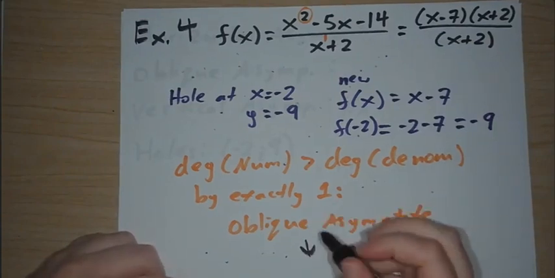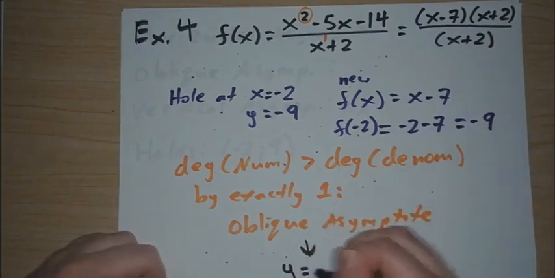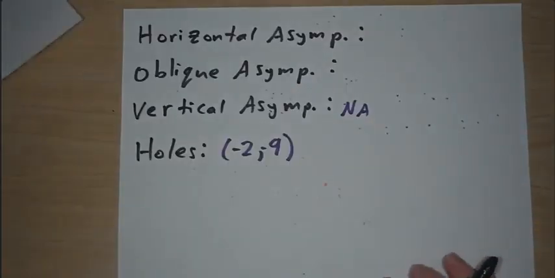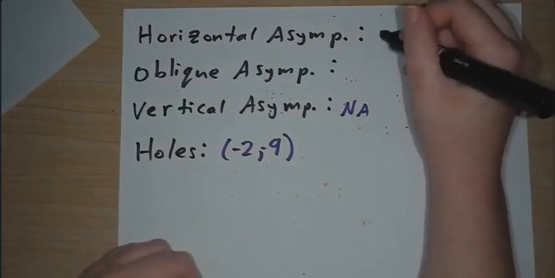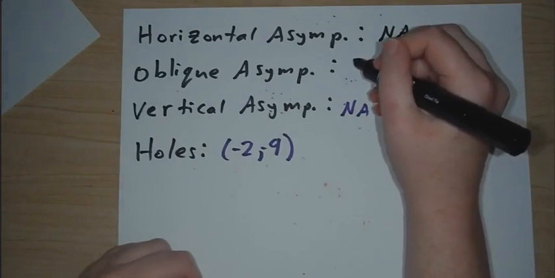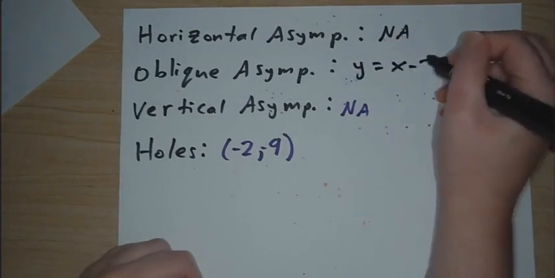So there's an oblique asymptote at y equals x minus 7. And so filling out our little chart here, we have no horizontal asymptote, but we have an oblique asymptote at y equals x minus 7.